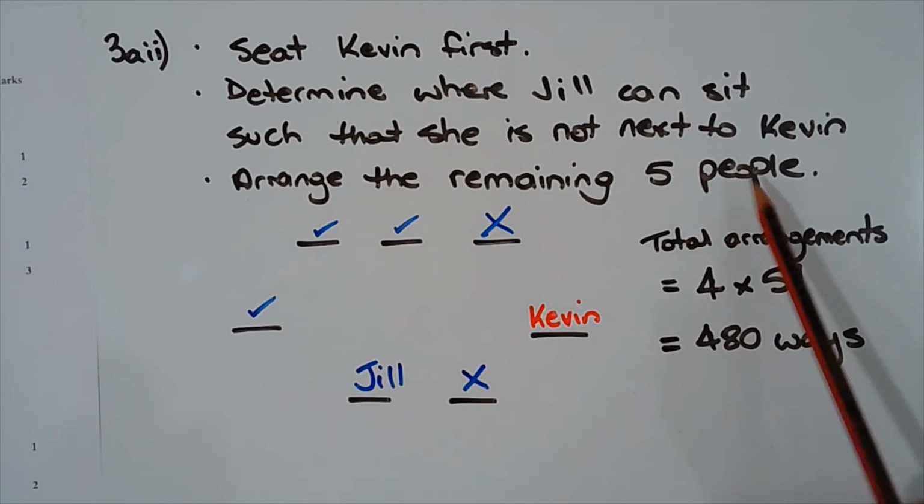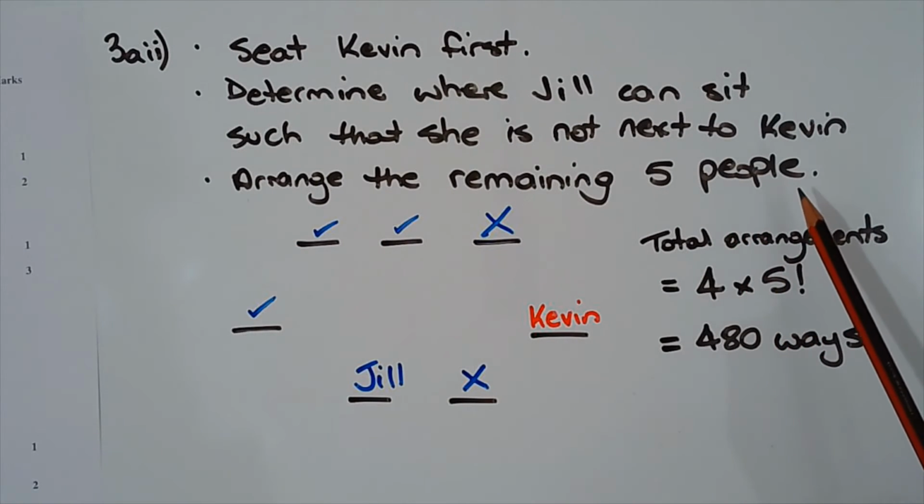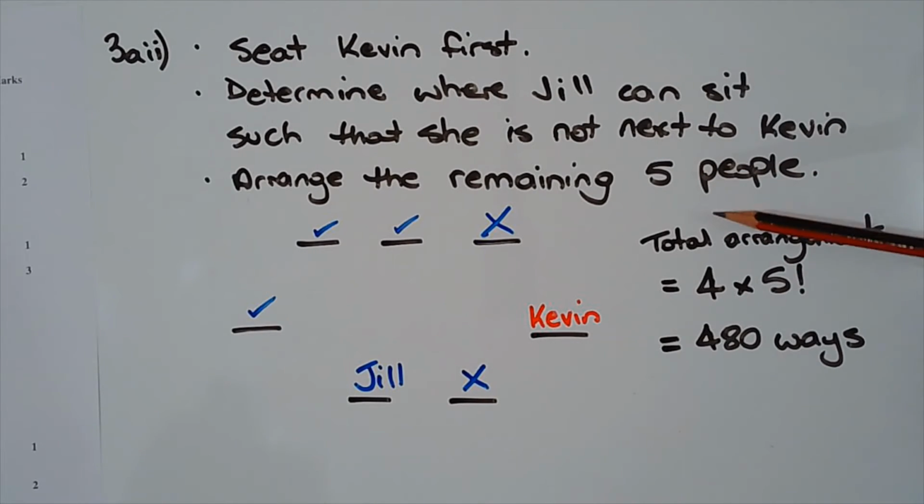Then we arrange the remaining 5 people around Kevin and Jill, and then apply the fundamental counting principle, multiplying these 2 values together to get the total number of arrangements possible, where Jill and Kevin are not sitting next to each other. So here's a circular dash diagram that may represent the situation.